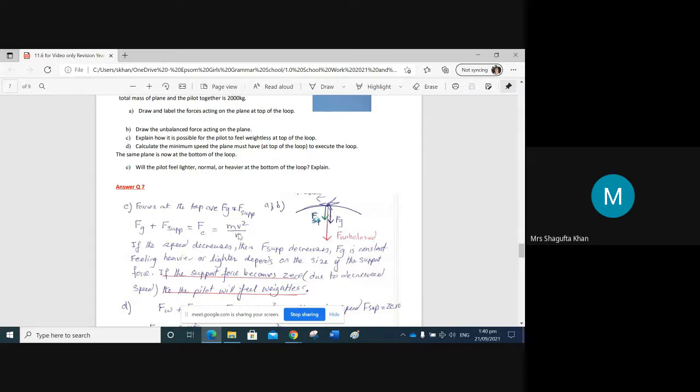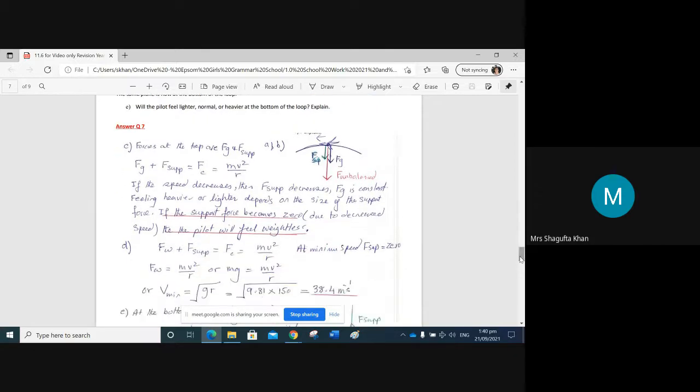So if we make F support 0 in this equation, then F support becomes 0, or Fg is equal to mv square over r. And if you equate this equation, minimum speed becomes the square root of gr.